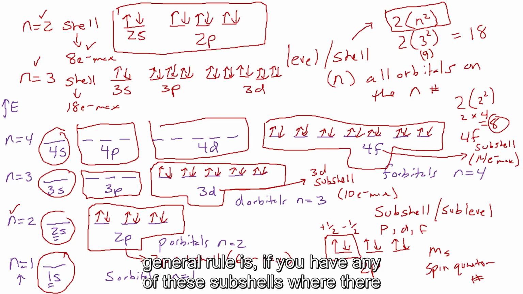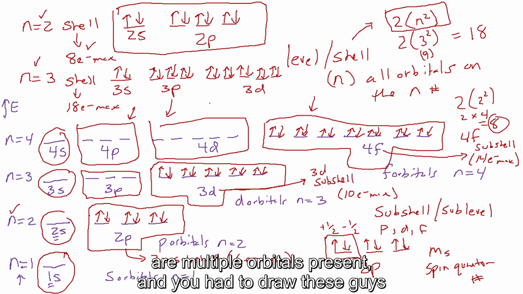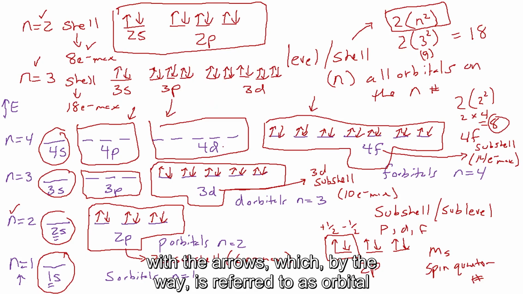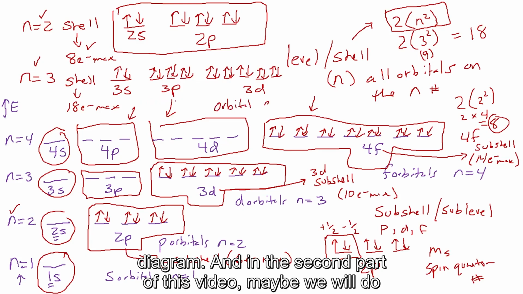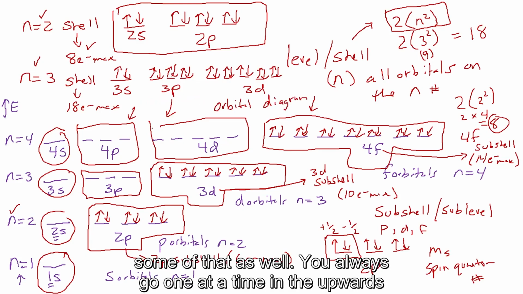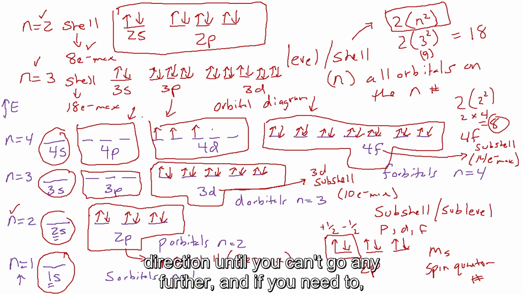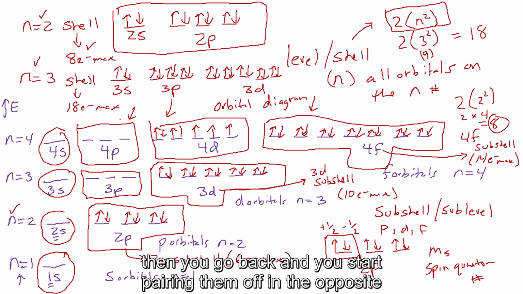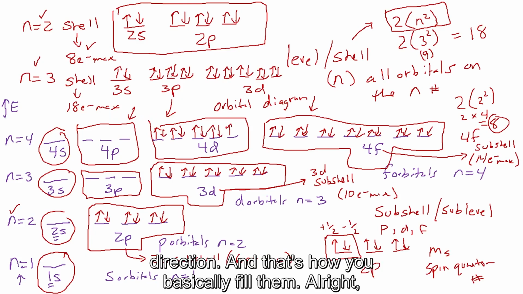So just a general rule is if you have any of these subshells where there are multiple orbitals present and you had to draw these guys with the arrows, which by the way is referred to as an orbital diagram, and in the second part of this video maybe we will do some of that as well, you always go one at a time in the upwards direction until you can't go any further. And if you need to, then you go back and you start pairing them off in the opposite direction. And that's how you basically fill them.